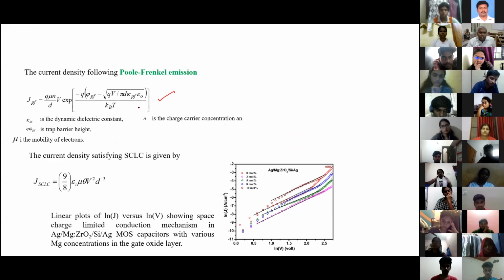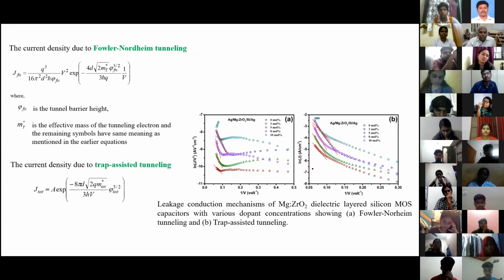That mechanism is given by this, and it's space charge limited current conduction. This is the space charge phenomenon, and we use the formula, and we found a very linear region here. Similarly, we have the Fowler-Nordheim tunneling, and this is the Fowler-Nordheim tunneling mechanism.